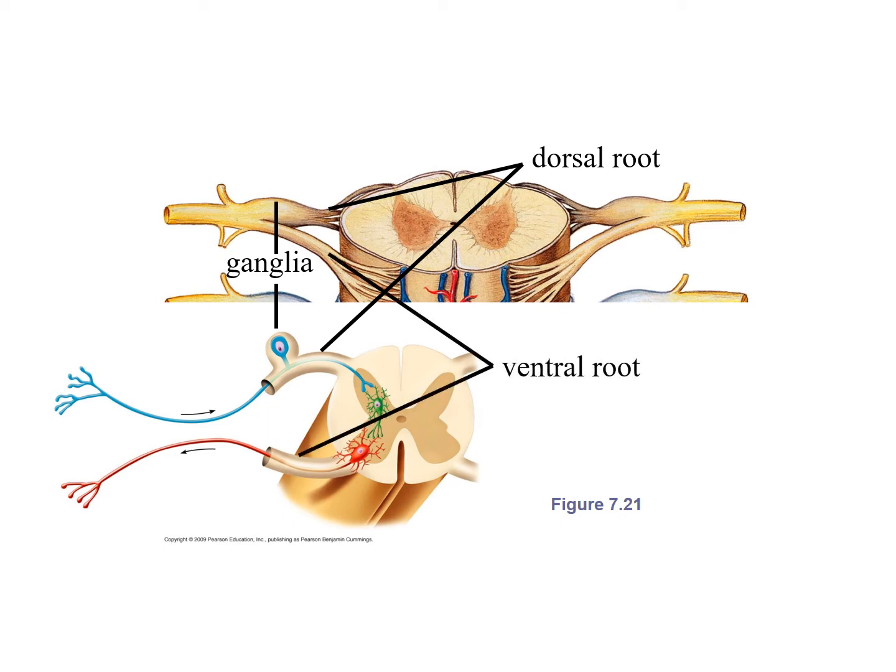The ventral root contains the motor fibers that are sending motor signals from the motor neurons of the spinal cord out to an effector, a gland or muscle cell. Where the sensory fibers and motor fibers are bundled together, they form the spinal nerve. Therefore, all spinal nerves are mixed nerves since they contain both sensory and motor fibers.